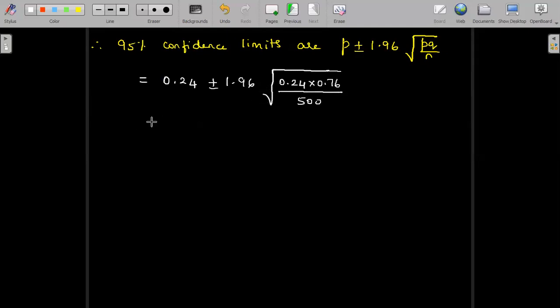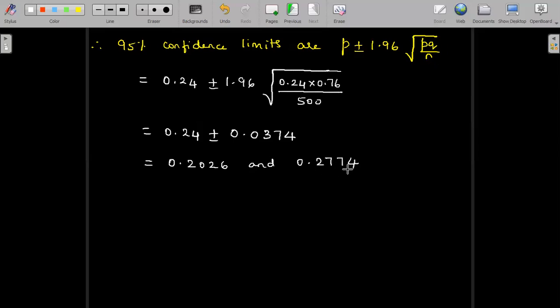So we have 0.24 plus or minus, on evaluation, 1.96 into square root value gives us 0.0374. And one with the plus sign, the other one with the minus sign. We have two limit values over here. So first I will write the smaller value taking minus sign, 0.2026, and the second one is 0.2774. So we will say approximately this is 20% and this approximately is 28%.